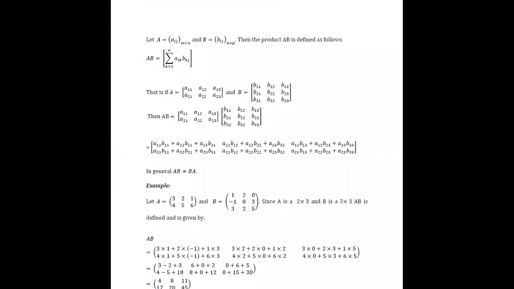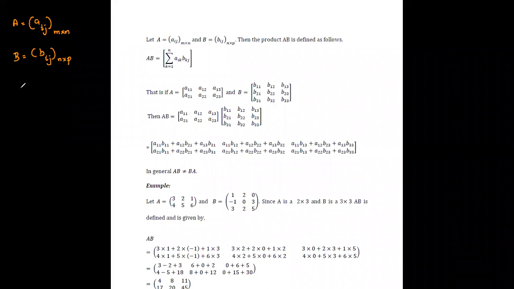Here it is given that Aij is the general form of defining a matrix using the notation form. Here Aij is given as an m by n matrix, and then matrix B is given as Bij having the dimension n by p.